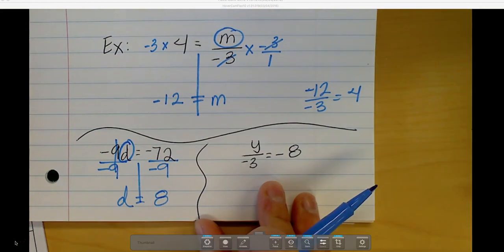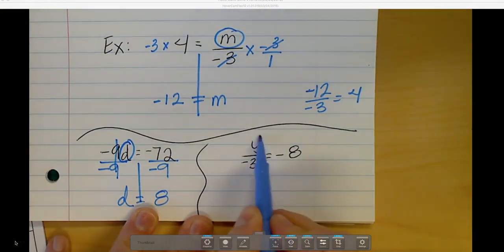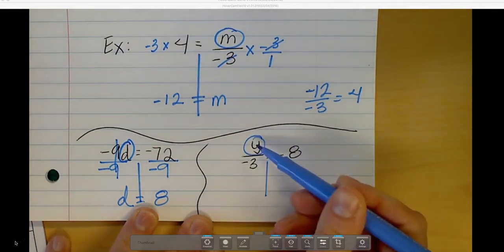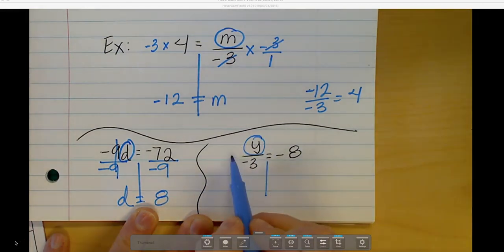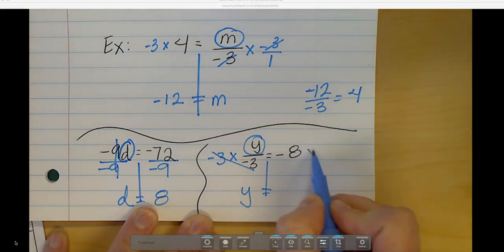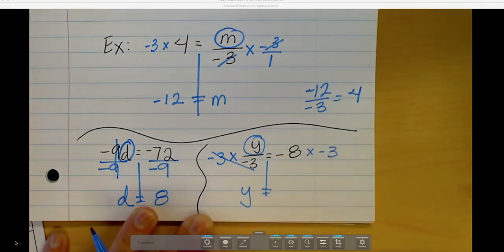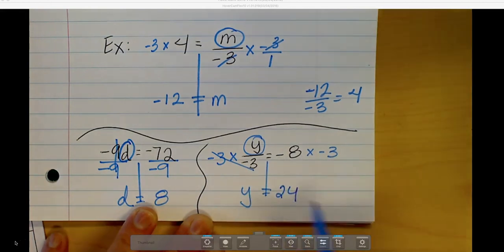Now I have y over negative 3 is negative 8. Circling my variable, I have y being divided by negative 3. How do we get rid of a dividing by negative 3? We need to do the opposite. Multiply by negative 3. That would cancel out and I'd be left with y. But if I multiply by negative 3 on one side, I have to multiply by negative 3 on the other side. I have a negative 8 times a negative 3. Two negatives make a positive. 8 times 3 is 24.